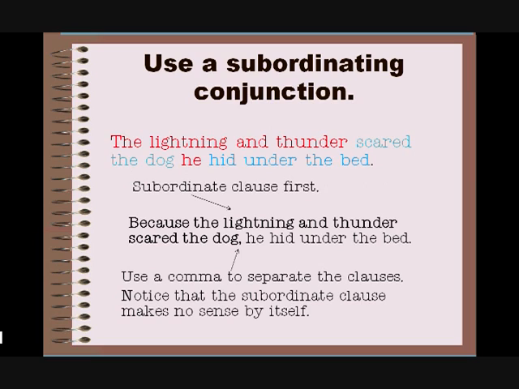So if you use a subordinating conjunction and we used because, notice that this subordinate clause that's in bold, because the lightning and thunder scared the dog, can no longer stand by itself. That does not make sense unless you have he hid under the bed. So unless you have an independent clause, which is the other half that can stand on its own, a dependent clause won't make sense, and the subordinate clause won't make sense.